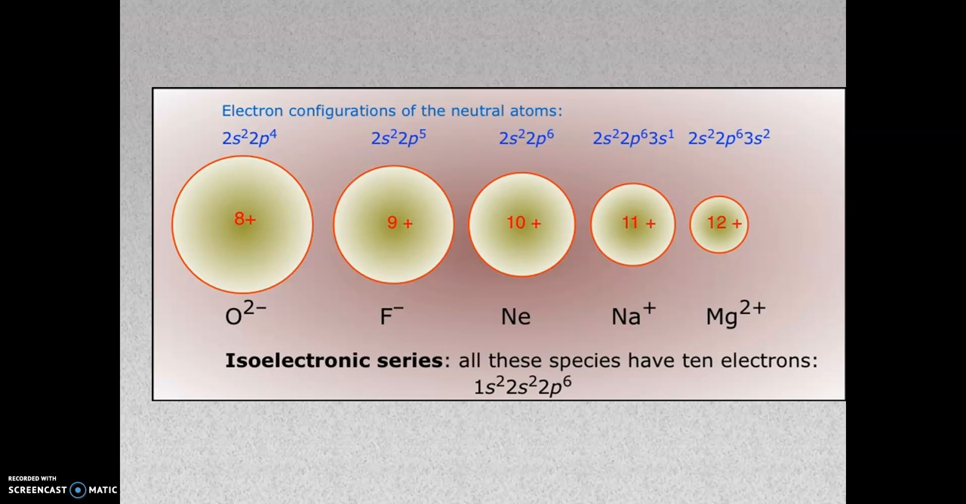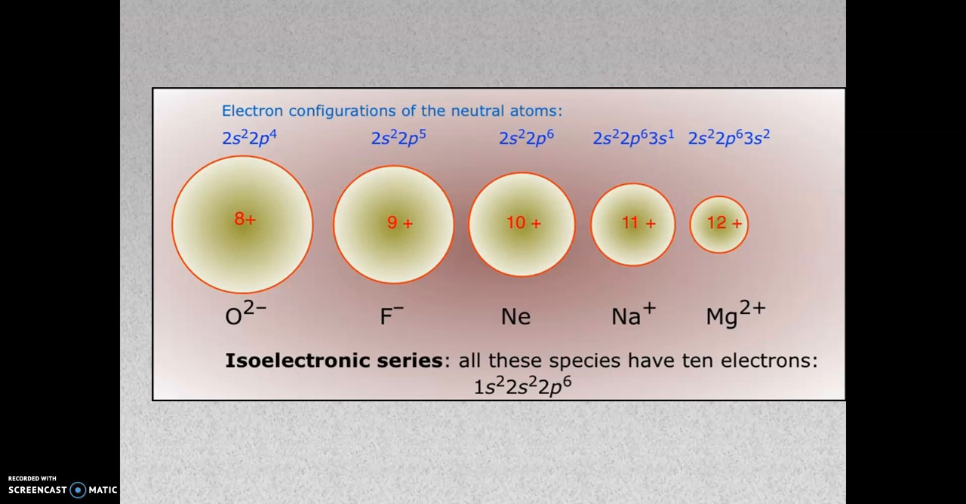Here you can see some other elements and ions. What will be the electronic configuration of all of those? If we check with fluorine, it is also 1s2, 2s2, 2p6. If we check with neon, it's 1s2, 2s2, 2p6. And if you check with sodium, it's also 1s2, 2s2, 2p6. Sodium donates 1 electron and becomes the cation. So these all have the same number of electrons. Such species are known as isoelectronic species.